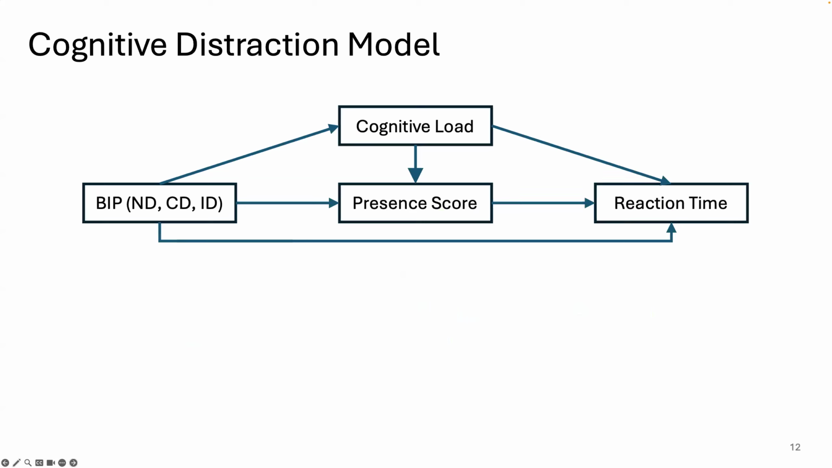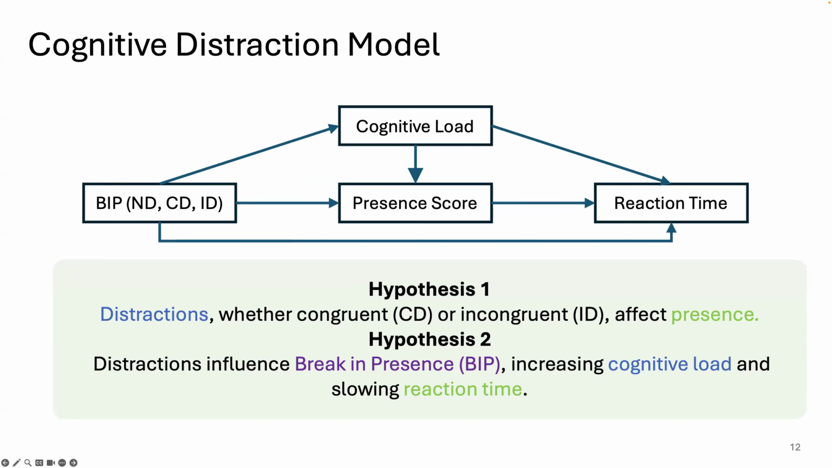So to explain that, we have a cognitive distraction model. What it says is that distraction causes break in presence. In an ideal mixed-reality environment, a user remains fully immersed in the virtual environment. However, distraction, whether virtual or real world, can interrupt that immersion. When that happens, the user experiences a break in presence, BIP. Break in presence also increases the cognitive load. Once the user's attention shifts away from the virtual environment, they must process additional sensory information. This increases the cognitive load, requiring mental effort to refocus on the task.